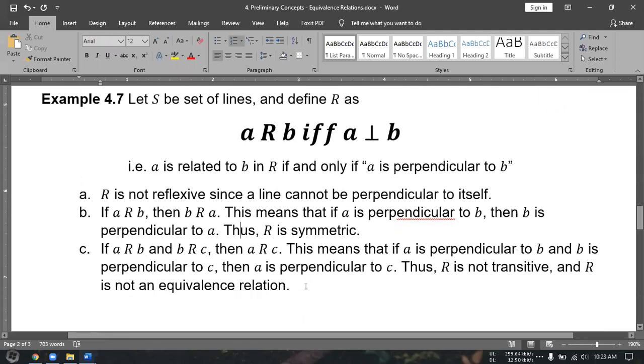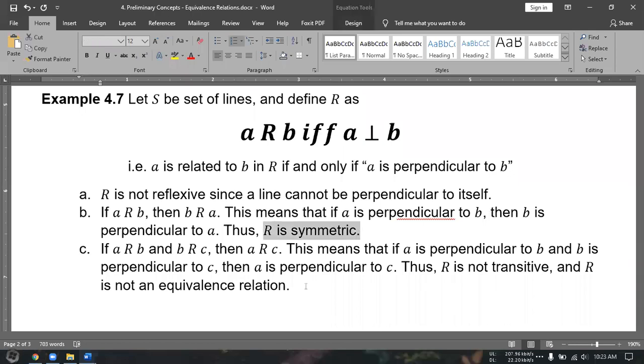Yan, tinest natin lahat. Not reflexive. We have symmetric siya. Pero dito hindi na siya, kasi A to C is parallel. Thus R is not transitive and R is not an equivalence relation.